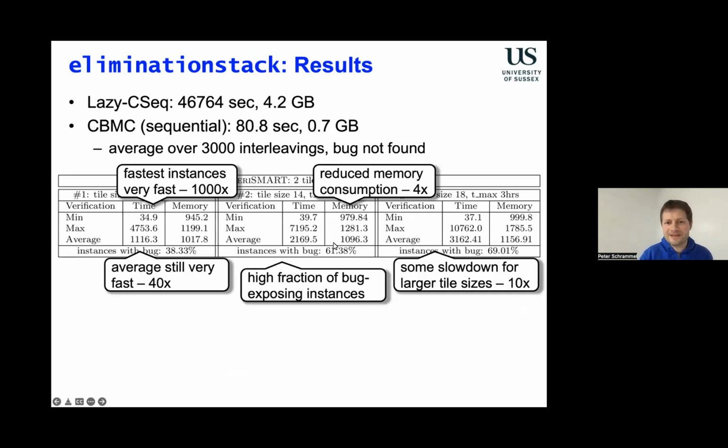So this tiling mechanism is essentially a trade-off: to select a certain number of interleavings where the benchmark is easy to solve, but there's still a high probability to find the bug in the instance.